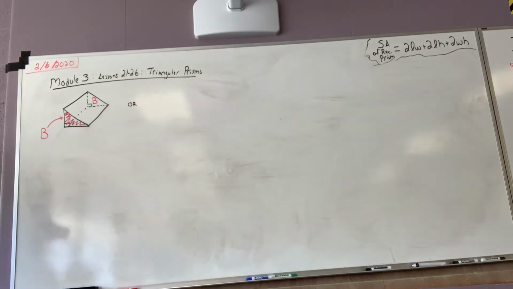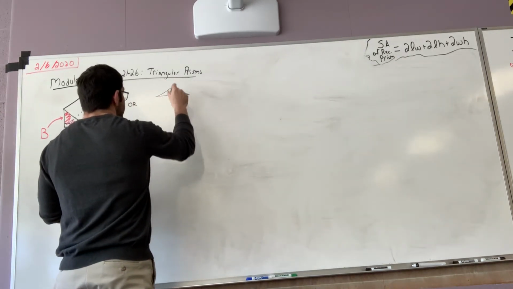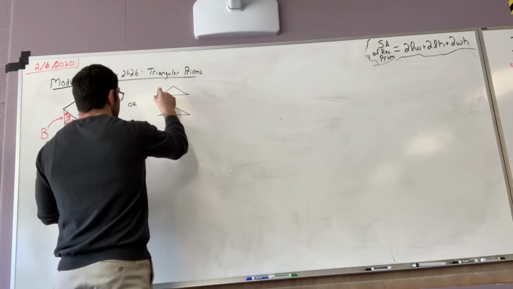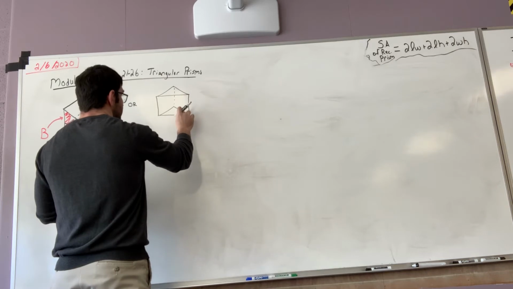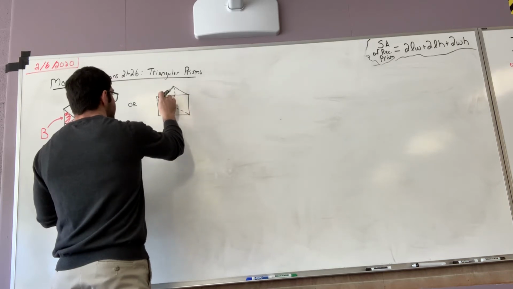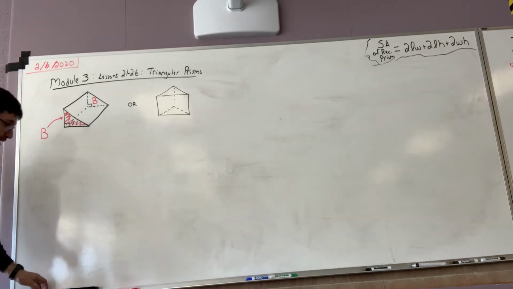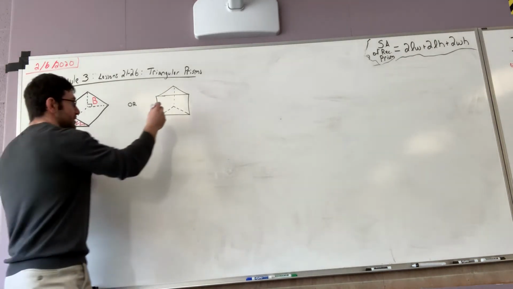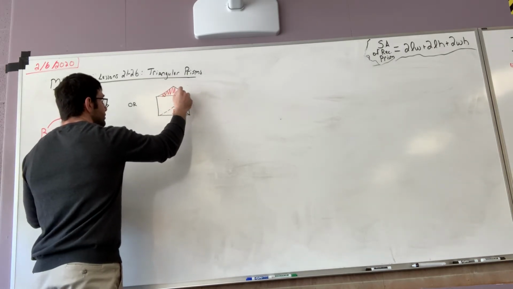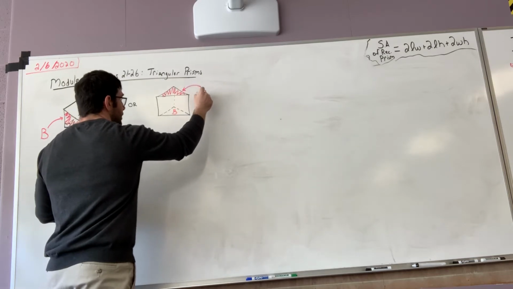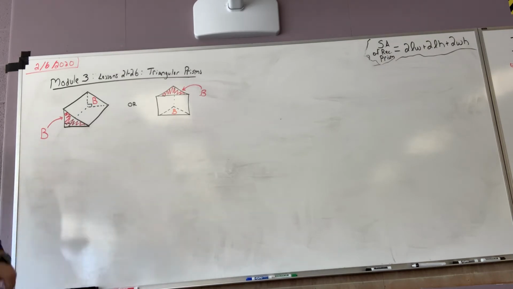Or there's another way to show this. I can also have a triangular prism that's standing on its end. In this case, the bases would still be the triangles, this guy and this guy. You could see both of them, so you're going to have both of these pictures copied down.